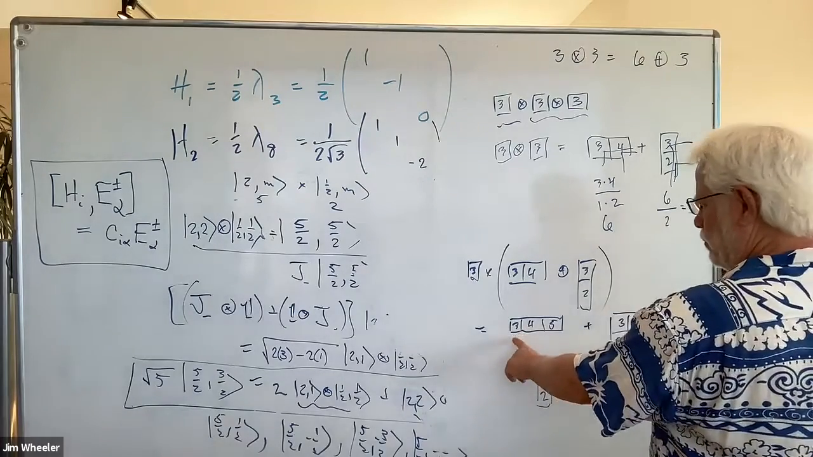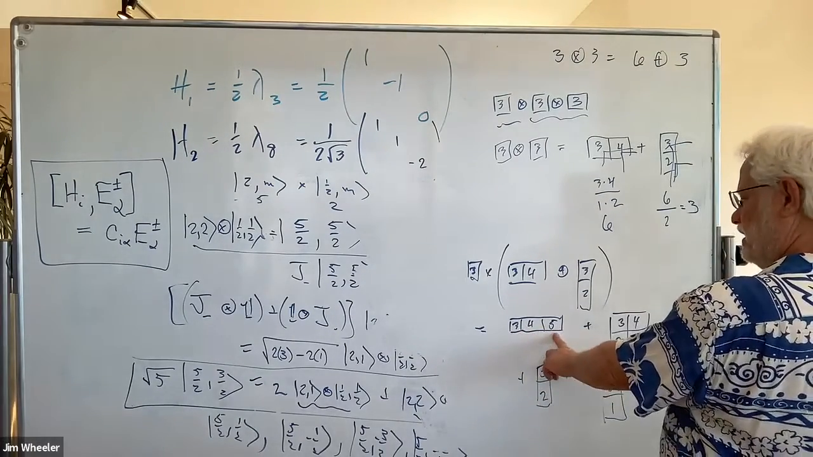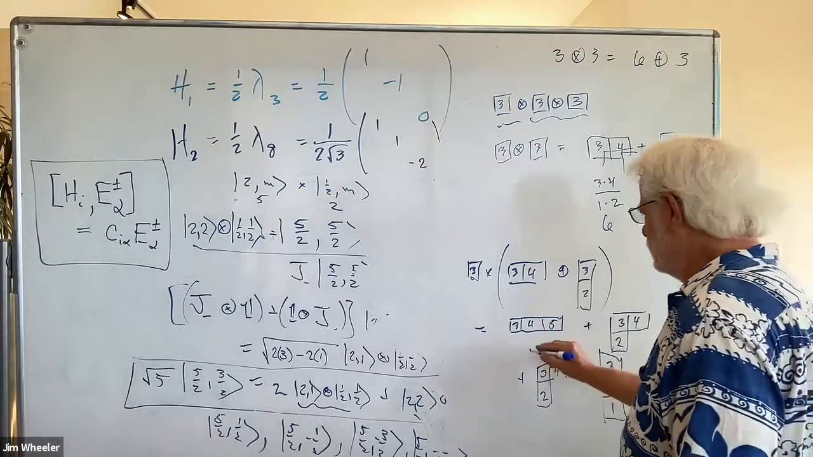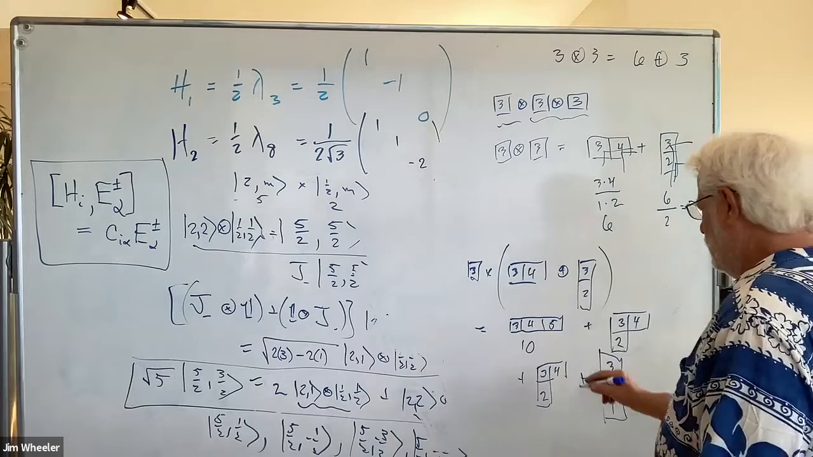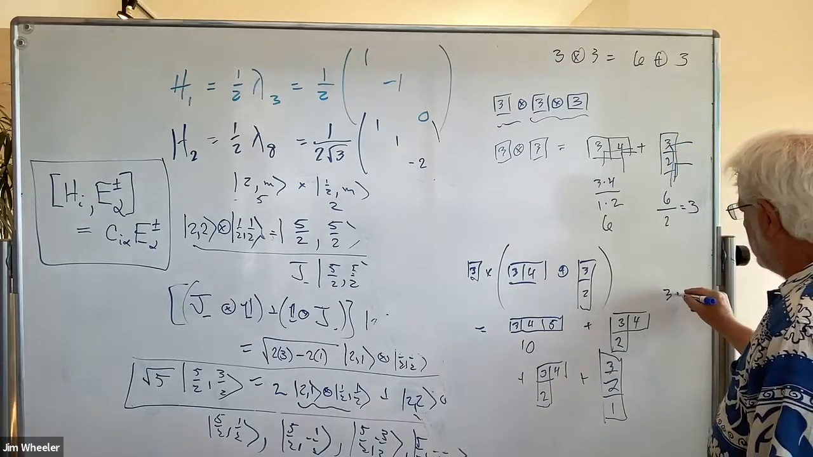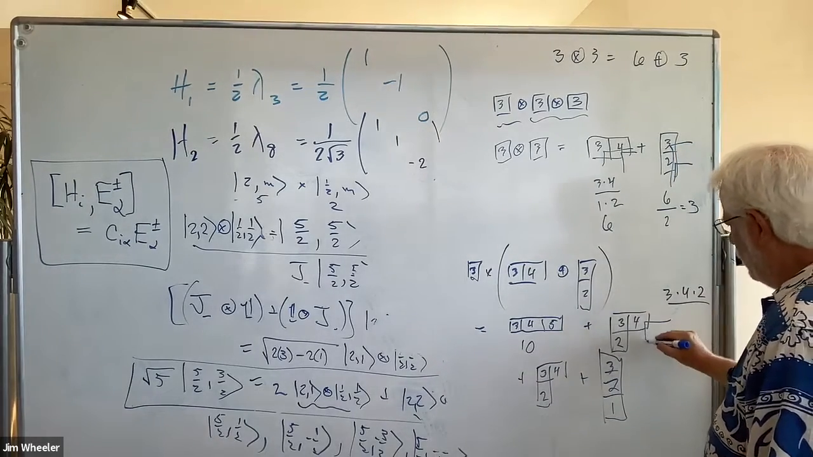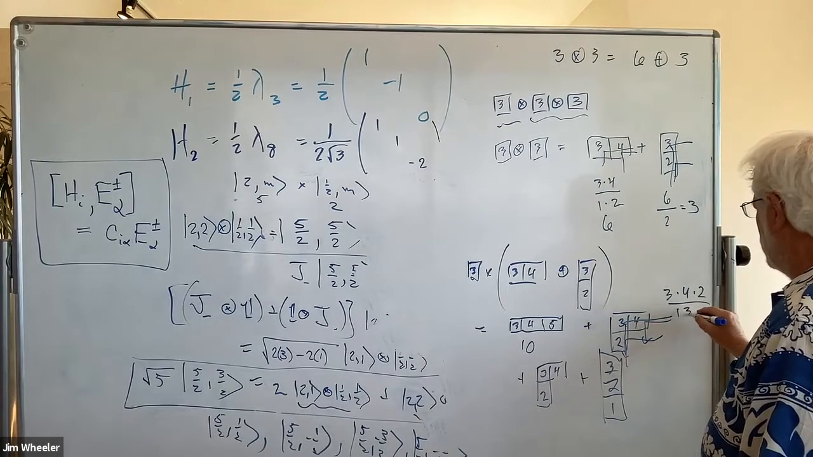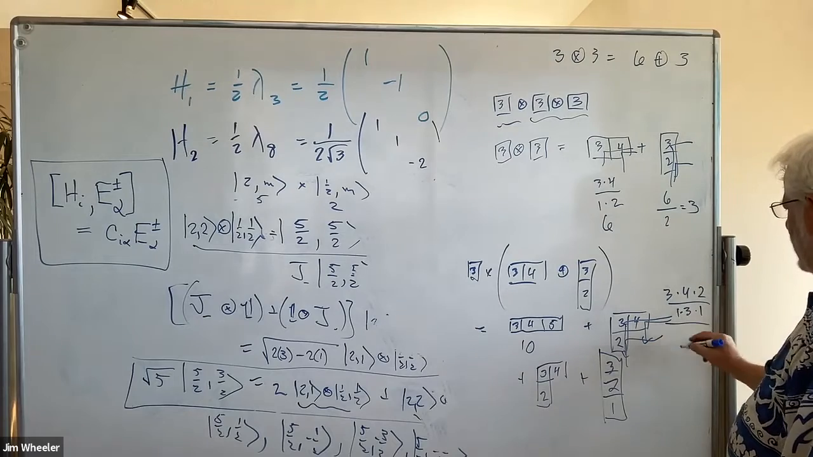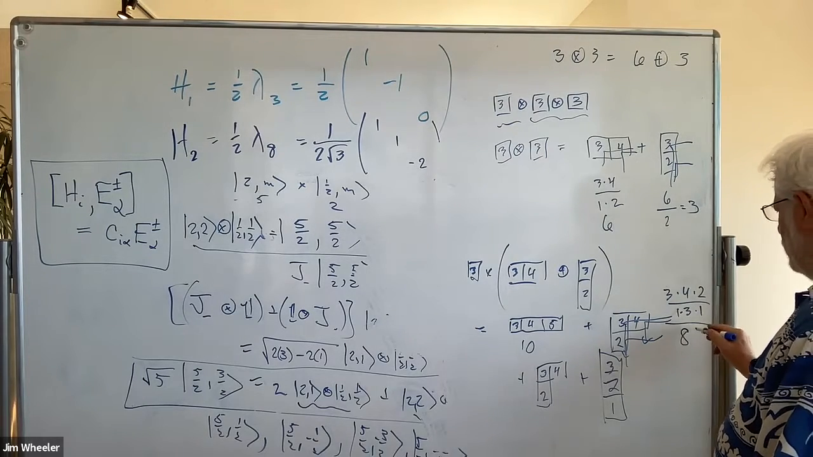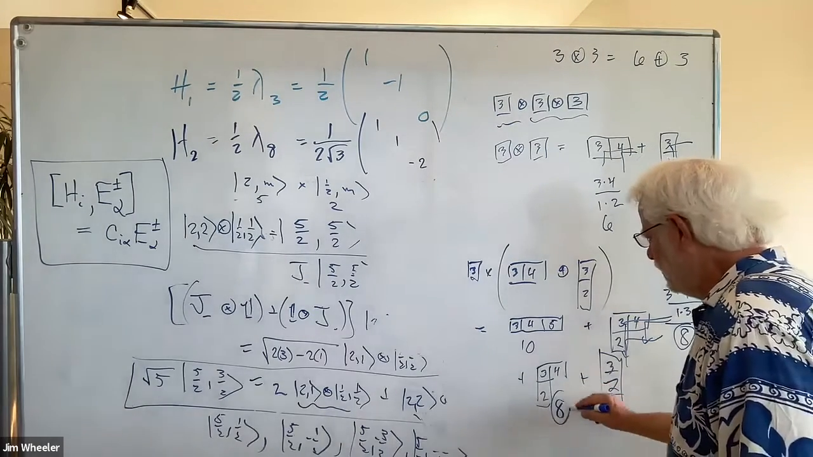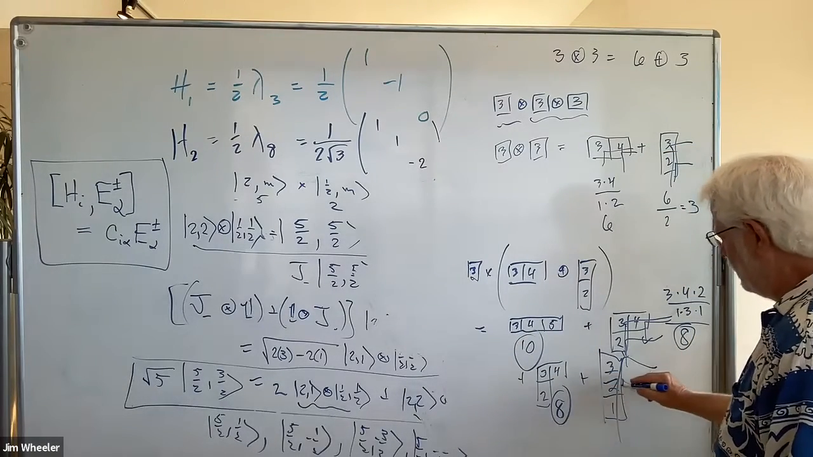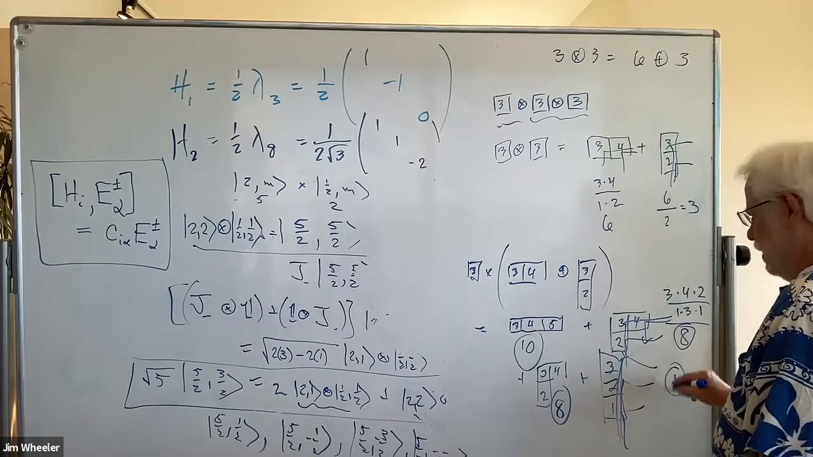So this is 3 times 4 times 5 is 60, divided by 1 times 2 times 3 is 6. So we get 10. Here, 3 times 4 times 2 over 1 times 3 times 1. The 3 cancels, and we get 8. This is the same. That's also going to be an 8. And this one, we have 3 times 2 times 1 over 3 times 2 times 1 is 1. So we have a singlet.